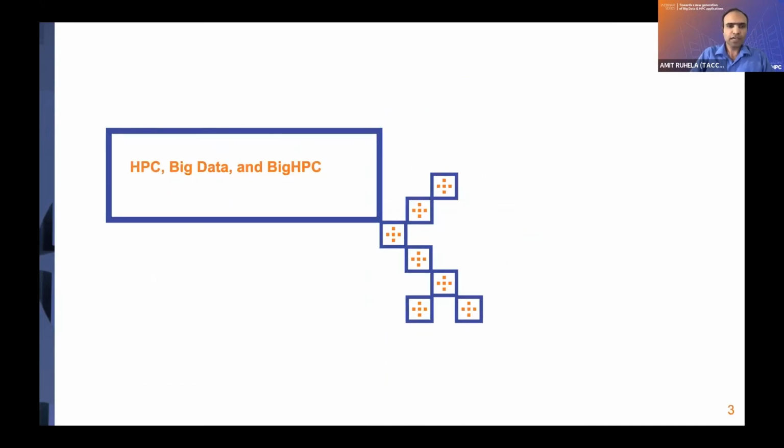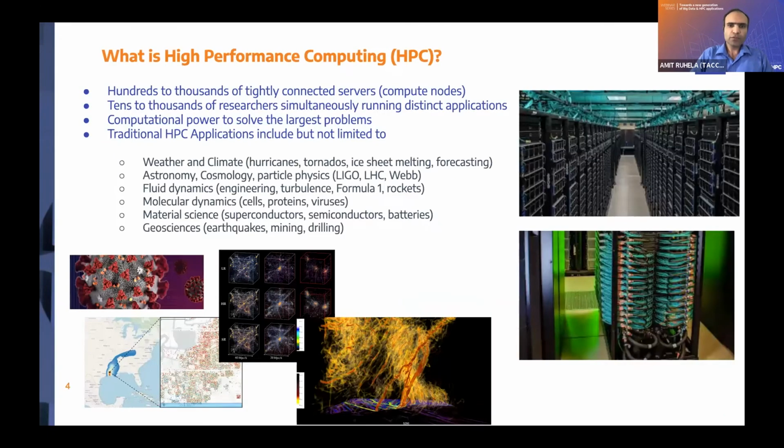So let's start with HPC, big data, and their relation. So what is high performance computing? High performance computing is anything which requires a lot of computations, and those computations are done on hundreds to thousands of tightly connected servers. These servers are called compute nodes, and as an example, we have shown one on the right hand side.